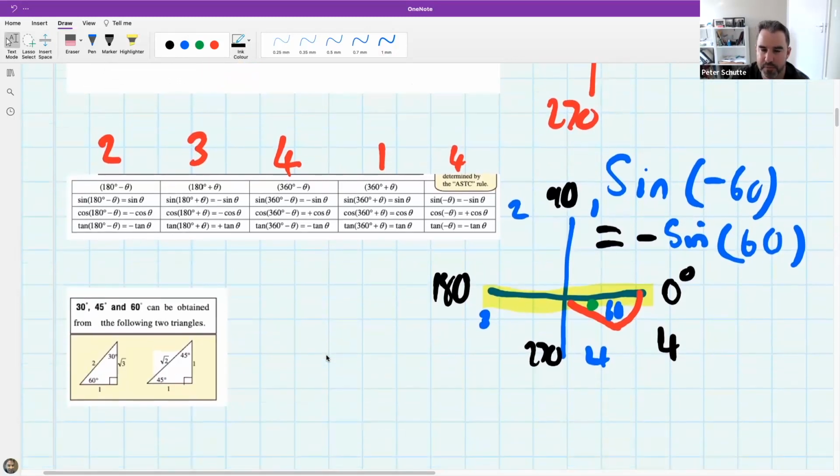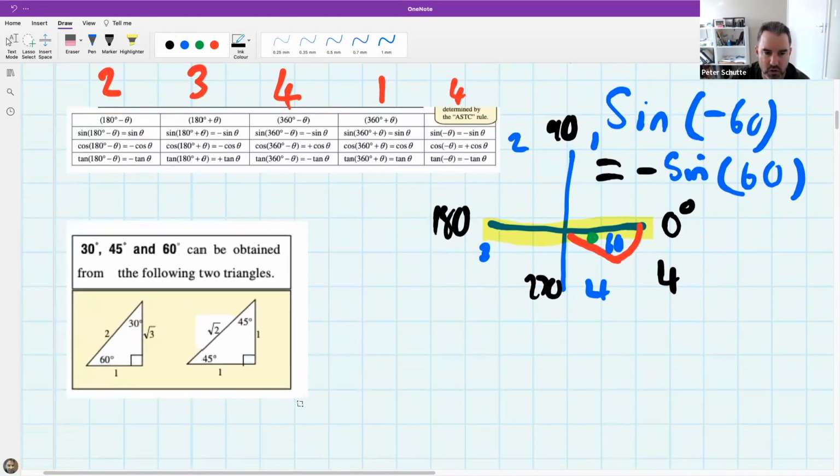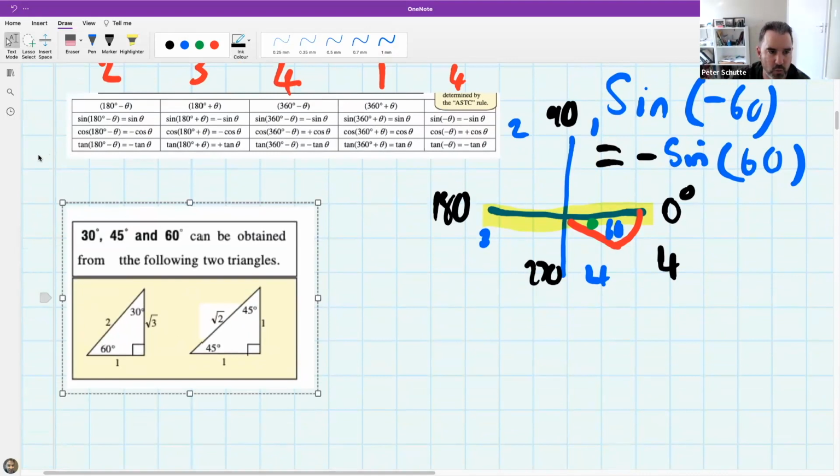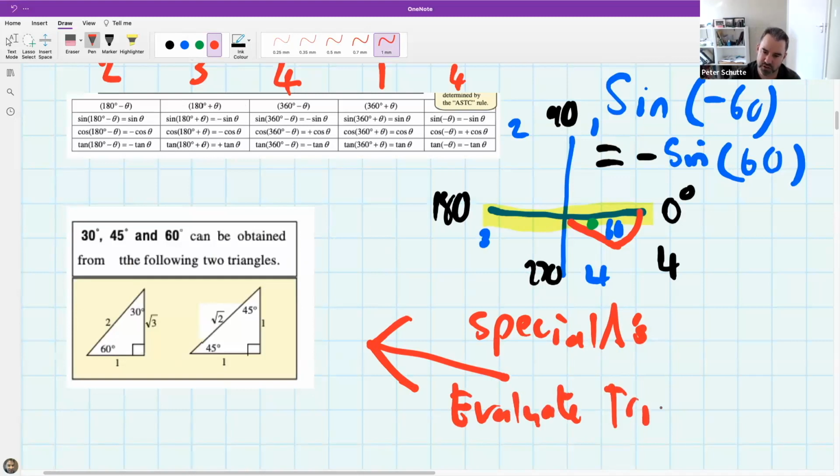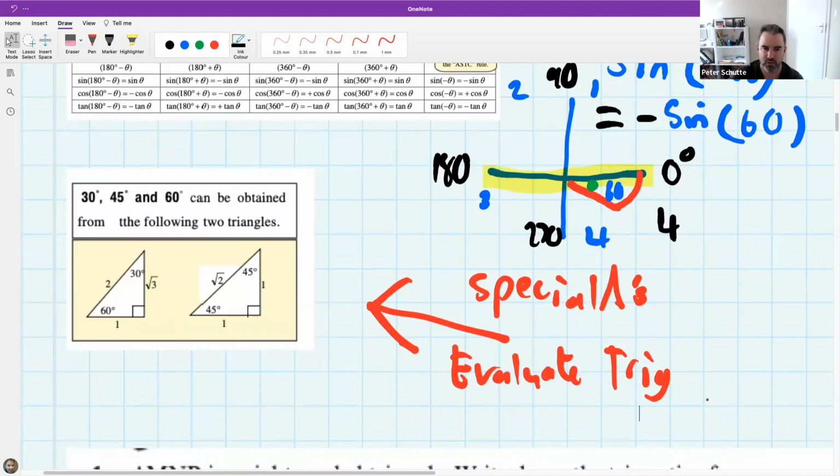Okay. Now, what I want to look at here is what the following triangles over here are called. You may have heard about them before, but if you put your hand up, what are these triangles called? And what do they help us do? Yes, these are called special triangles, and they help us evaluate a trig expression without a calculator. So if I say to you, what is the value of sine of 45, and you can't use a calculator, you have to use this. What is the value of the sine of 45?